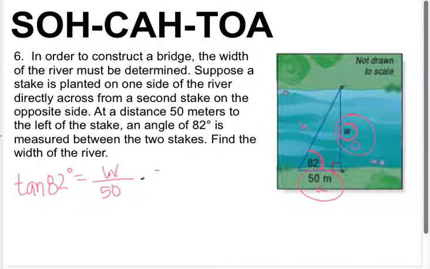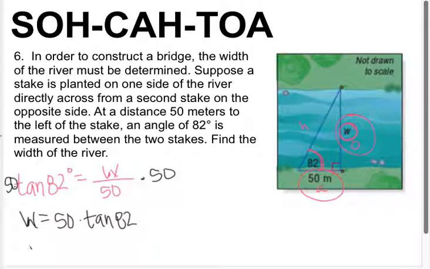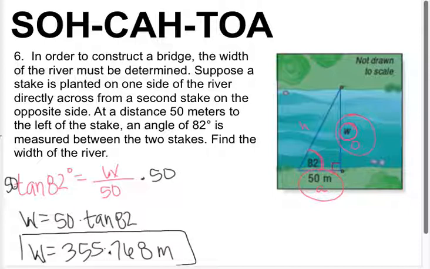To solve, I'd multiply by 50 on both sides. So w is equal to 50 times tangent of 82. So type that into your calculator, and you should get that w is 355.768. And I should label this meters. So the width of the river is 355.768 meters.